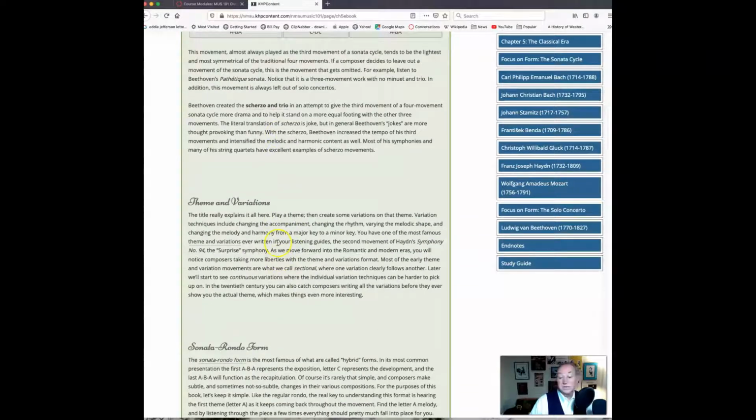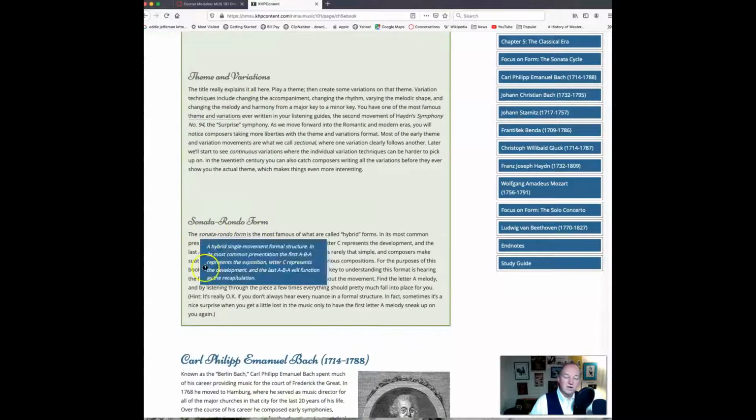Different formal structures. Theme and variation, pretty much what it says it is. Write a theme, make some variations on it. Sonata rondo is a hybrid form. It's the most complex. We don't spend a lot of time with them. Mozart loved them. But you never know what it's going to be. It keeps changing. It's kind of a moving target.